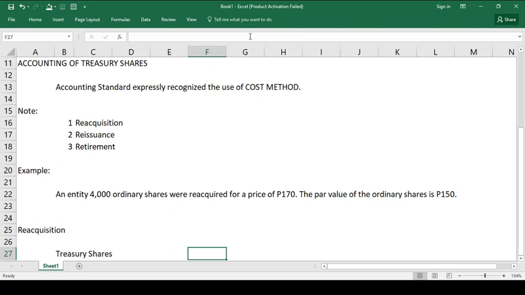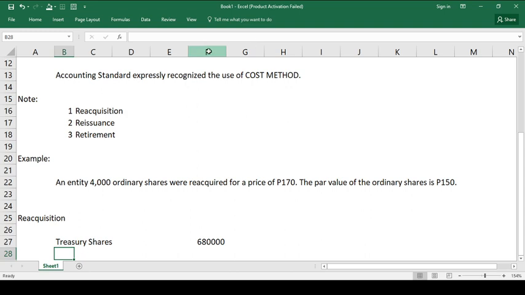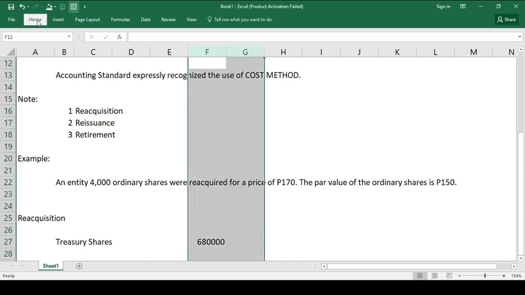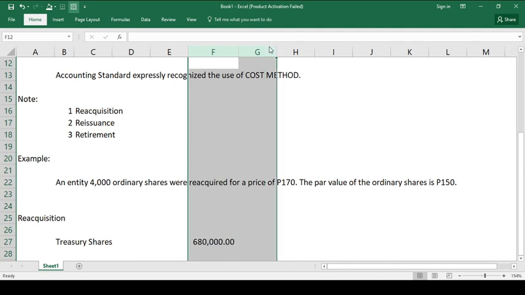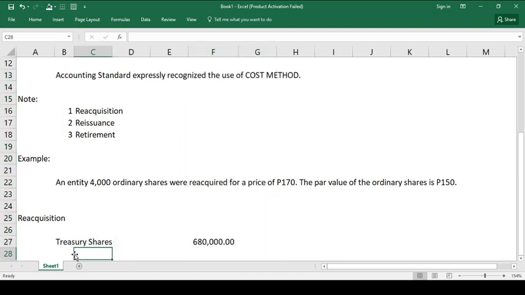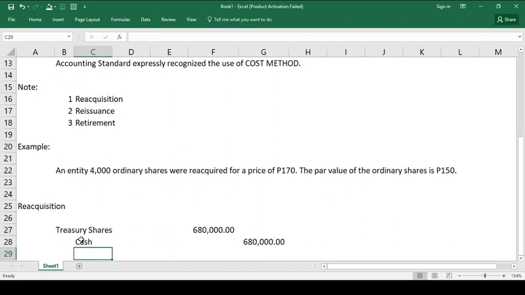Remember the transaction provided that the reacquisition price is 170, therefore that is the cost of the treasury shares. So if there were 4,000 shares reacquired, we need to multiply it at its cost, which is 170. So the treasury shares must be debited at 680,000, and then we will credit cash amounting to 680,000. That would be our entry on the reacquisition of the ordinary shares issued.